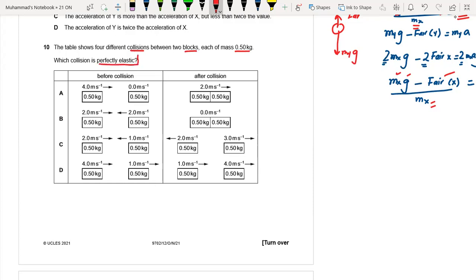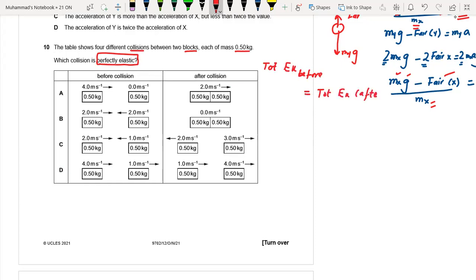So this question belongs to the dynamics section, and you know that a perfectly elastic collision is one in which the total kinetic energy is conserved. Total kinetic energy of the system before is equal to the total kinetic energy after.